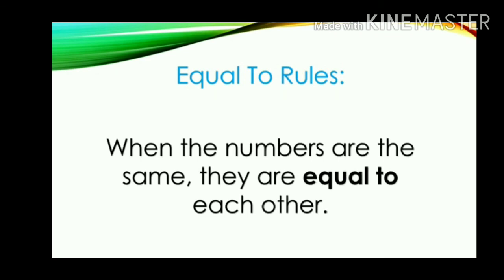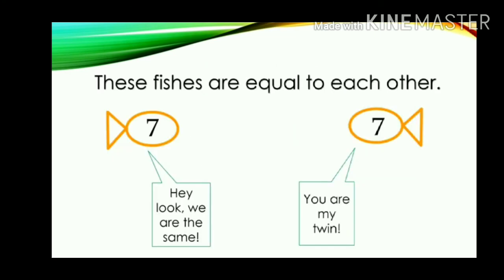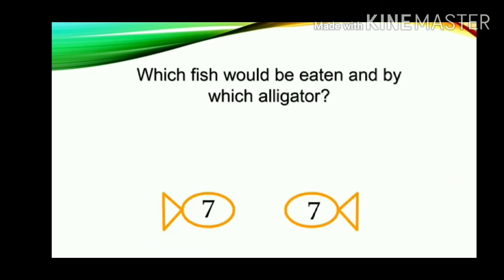Now we will see the equal to rules. When the numbers are the same, they are equal to each other. These fishes are equal to each other. Now 7 fishes are equal. Hey, look, we are the same. Yes, we are twins. So when they are the same, we use this equal symbol.